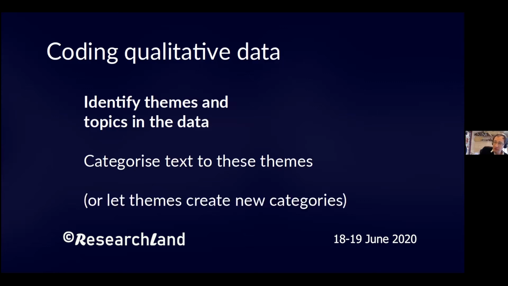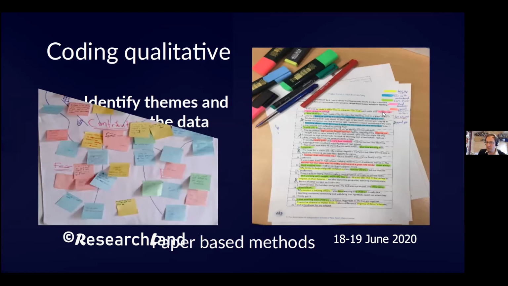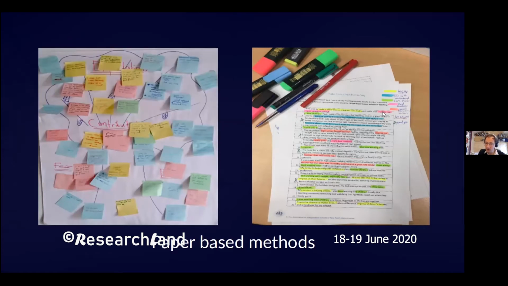And the other alternative approach is to not create those themes in advance, but do what's often referred to as grounded theory or emergent analysis, where you let the data, the text, create those new categories for you as you go along. Now, there are very many different ways that you can do this coding process.